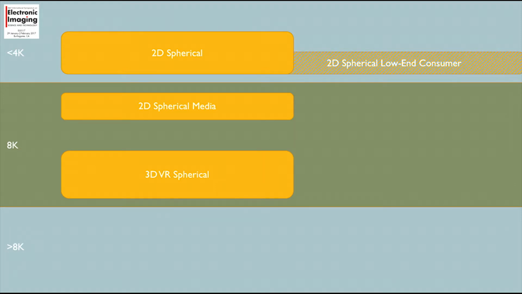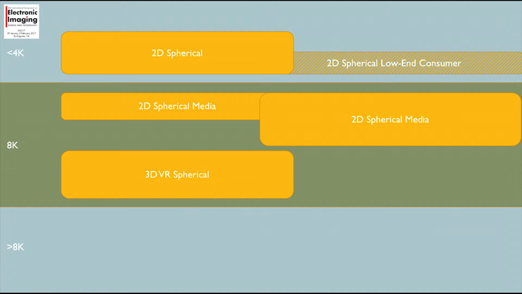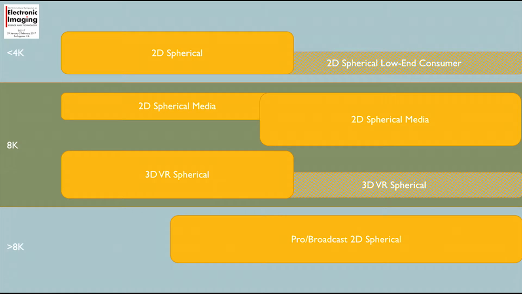So I see that shrinking because that's going to grow. By 2020, we're going to get 8K decode in phones and everything. So 8K is going to be the way we share this. The 3D VR spherical, I think that's going to shrink as well, because the broadcast, the pro end, is going to push above 8K into 16K, something like that. So this is a global analysis of what's happening.